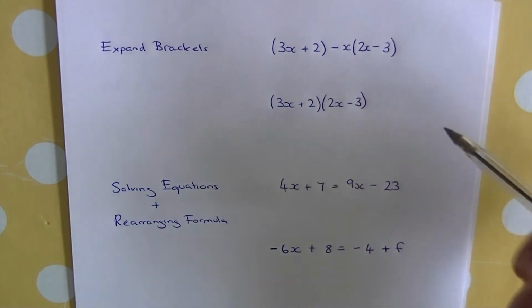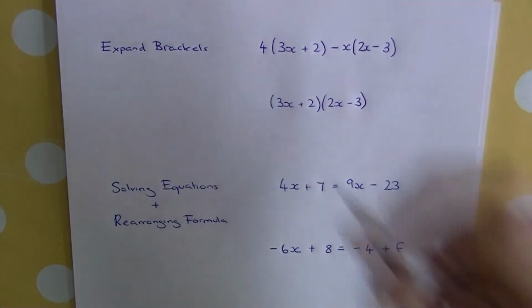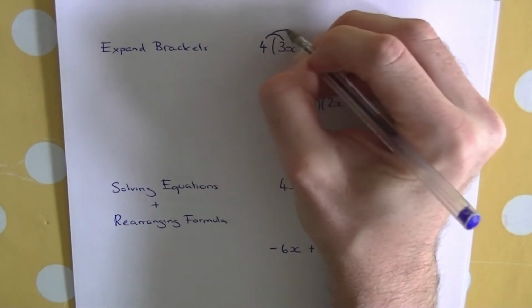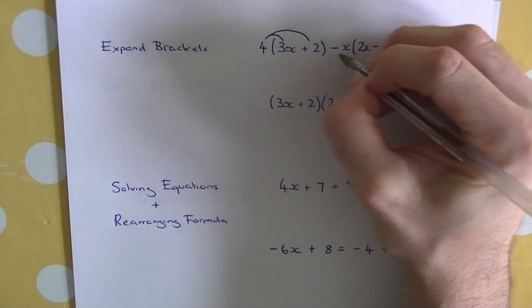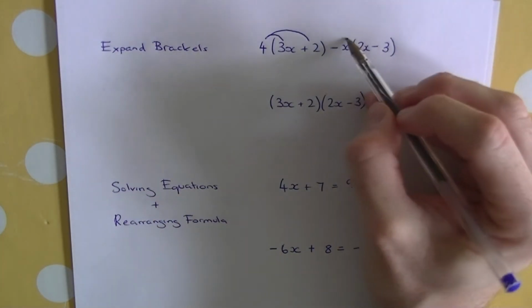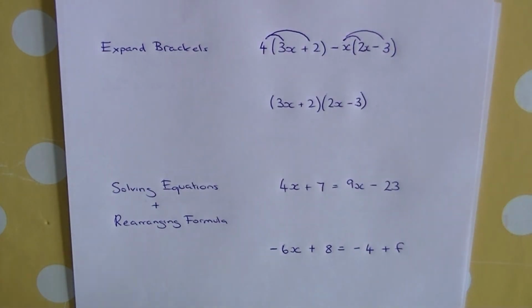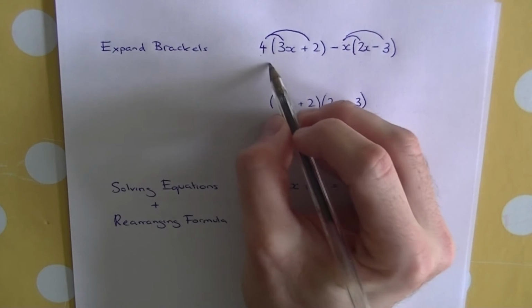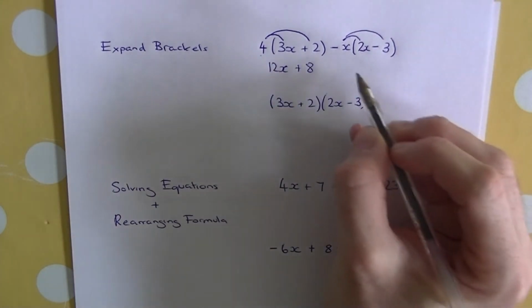So what I'd be looking to do, in fact I probably need to put a number there, let's put a 4 there. I'd be looking to do 4 times that and 4 times that. Expand that single bracket, and then interestingly here, minus x, really important, minus x times that and minus x times that. Really quickly, 4 times 3x, 12x, not a problem. 4 times 2, 8.